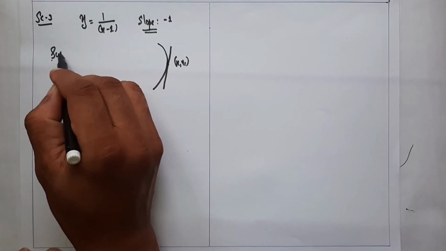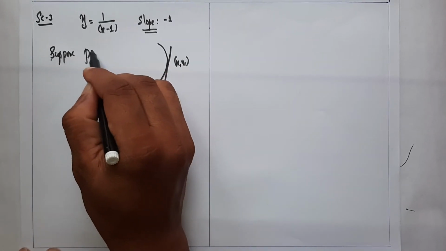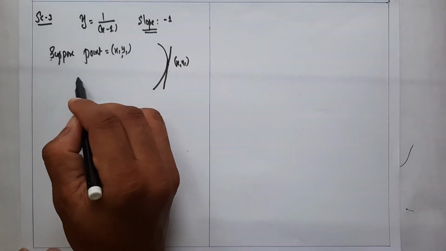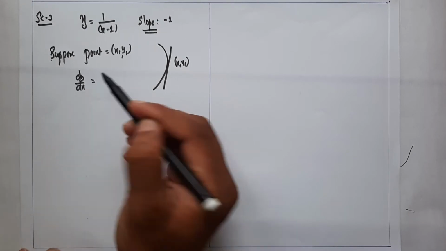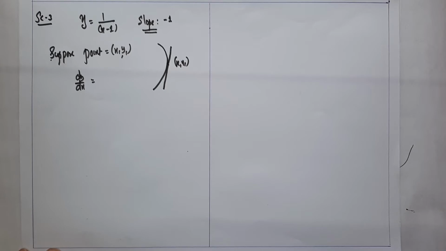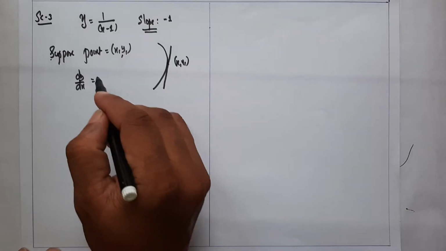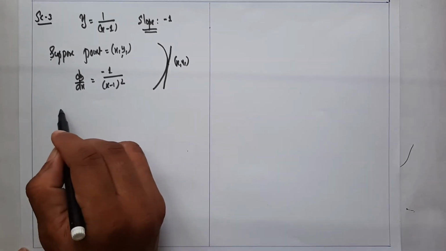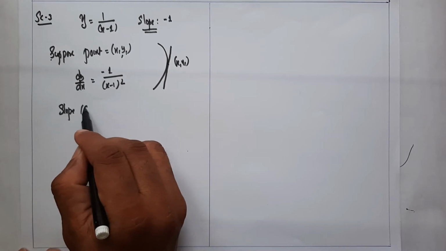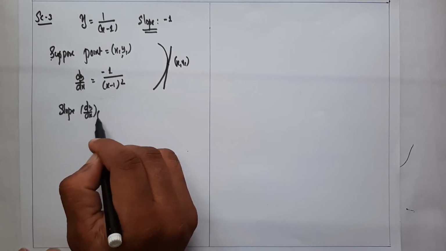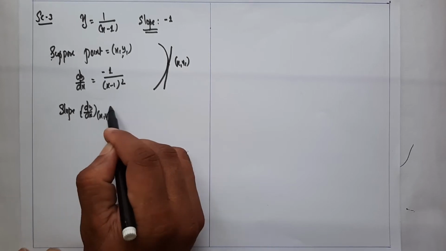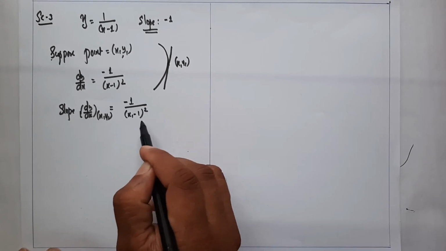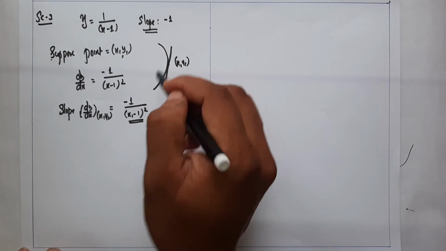First of all, we suppose the point on the curve is x1 comma y1. Now we find dy by dx. The derivative of 1 by x is minus 1 by x square, and the derivative of 1 by x minus 1 is minus 1 divided by x minus 1 the whole square. Now the slope, that means dy by dx at x1 y1, is equal to minus 1 divided by x1 minus 1 the whole square. It's the slope of this tangent.